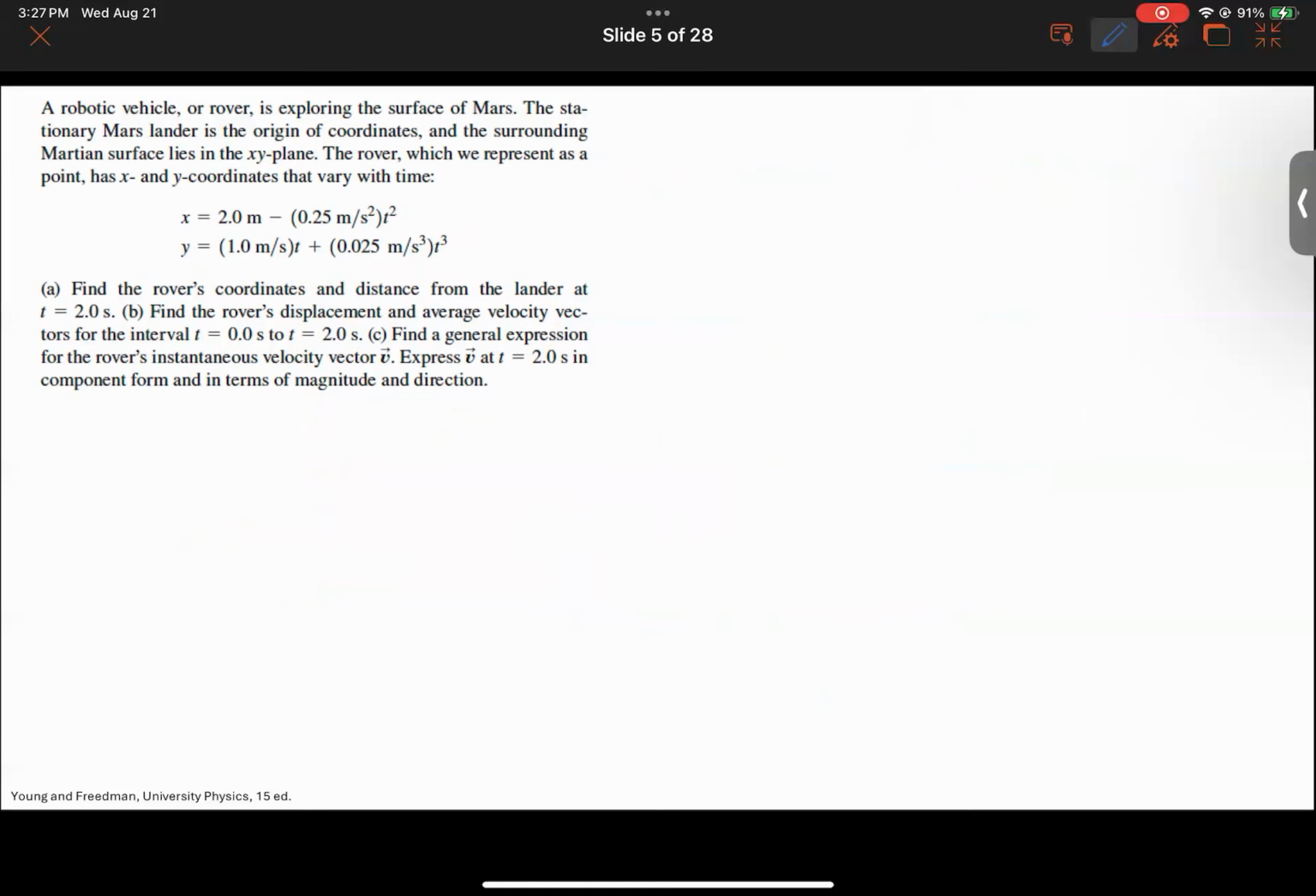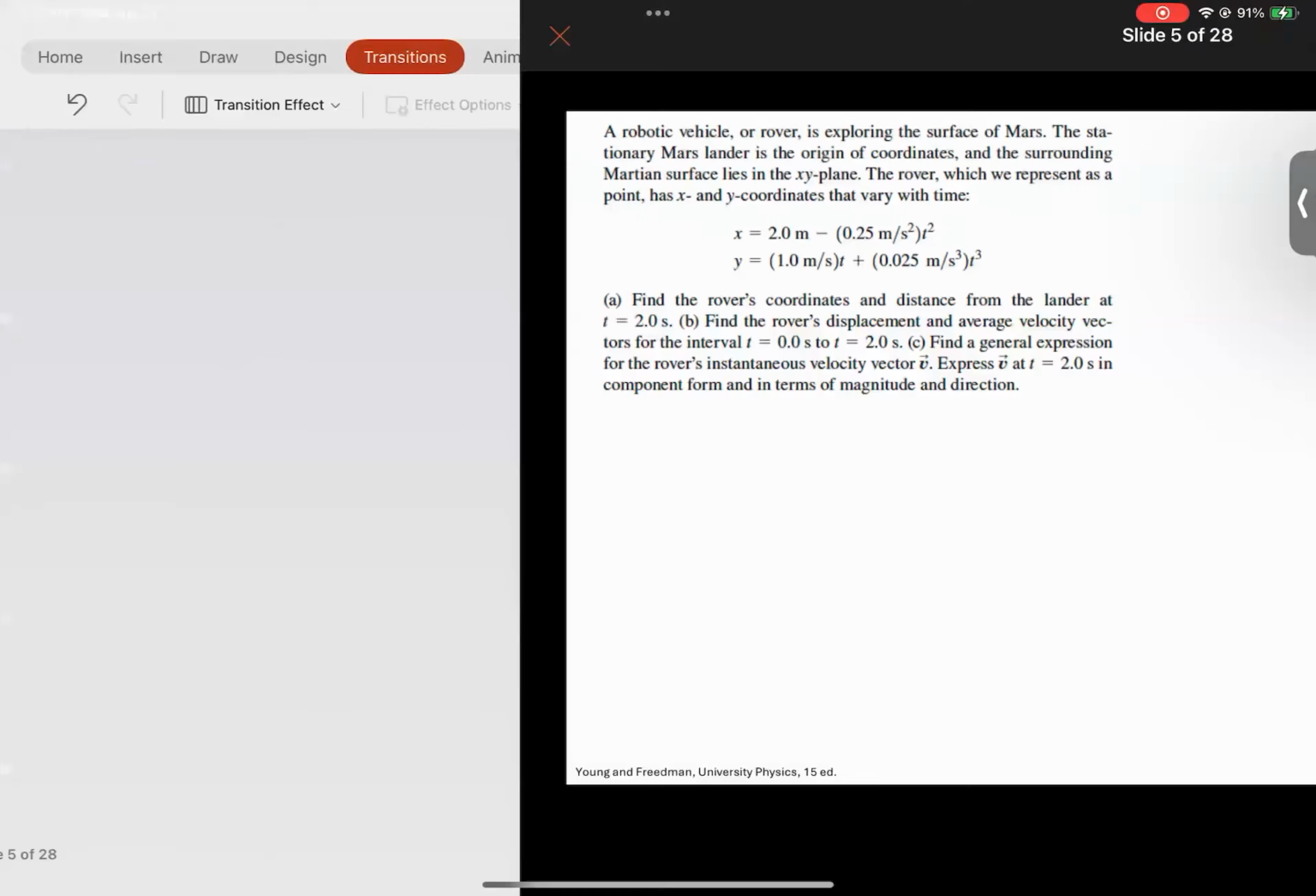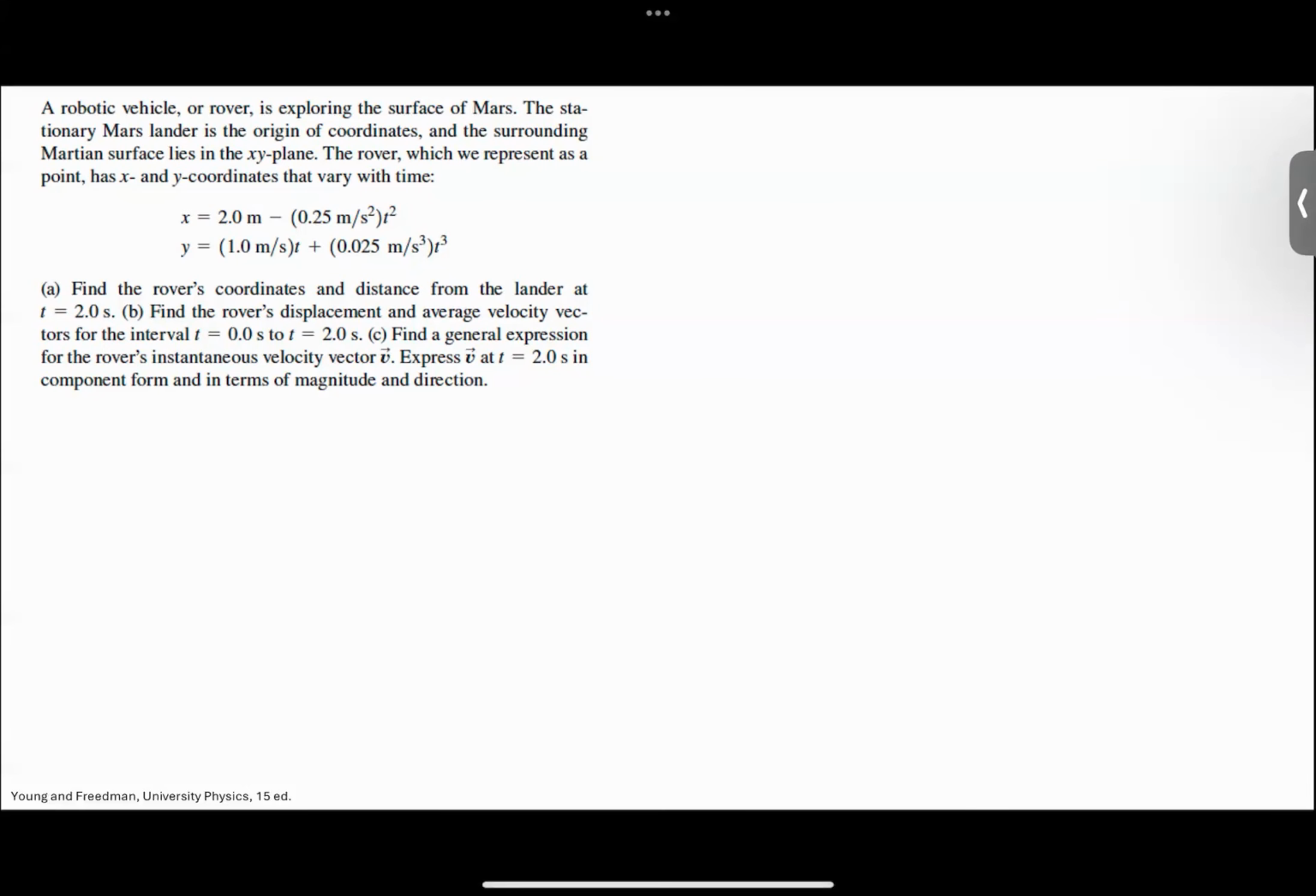So a robot vehicle or rover is exploring the surface of Mars. The stationary Mars lander is the origin of coordinates, and the surrounding Martian surface lies in the XY plane. Okay? The rover, which we represent as a point, has X and Y coordinates that vary with time. So ito na yung expressions for the X and Y coordinates nung rover.